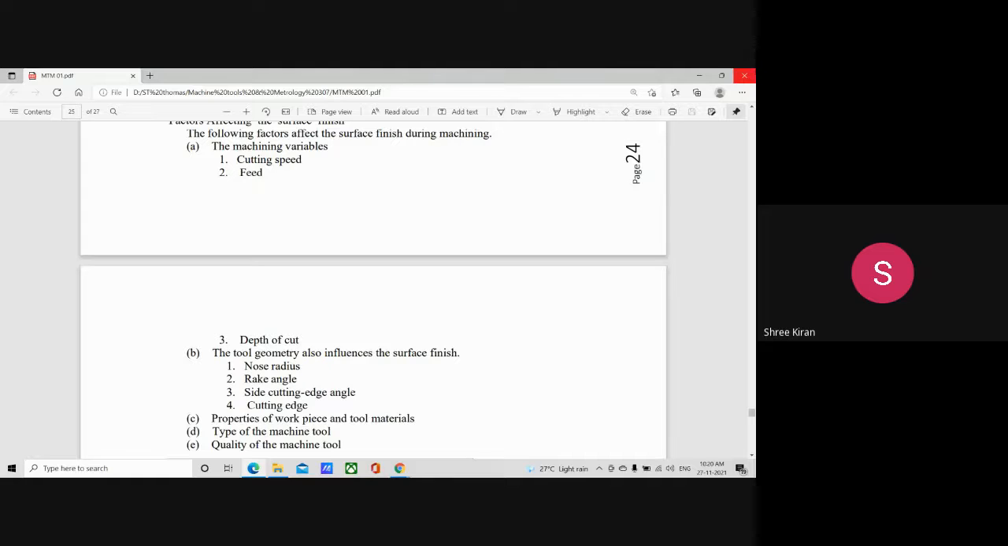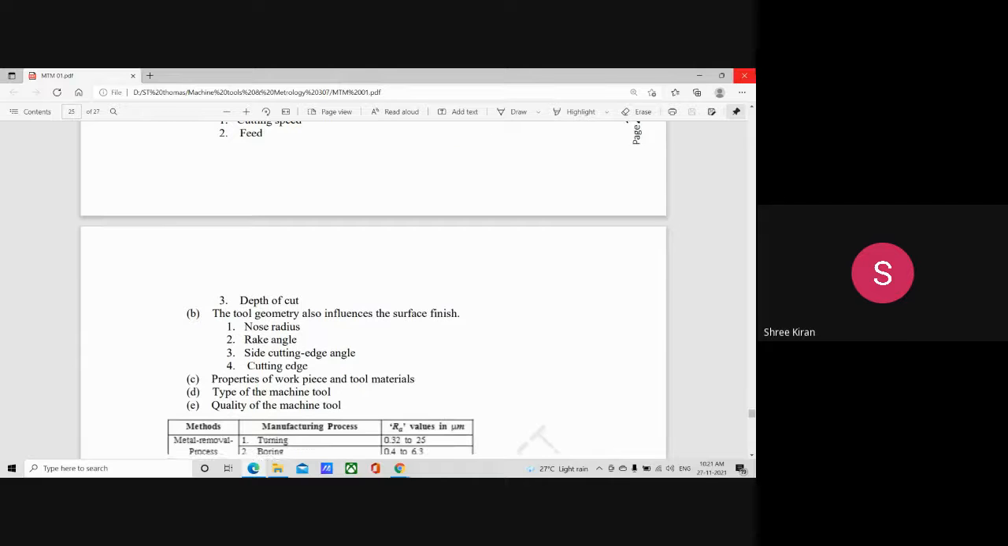Under the machining variables come the cutting speed, feed, and depth of cut. That is the rate of cutting, the amount of feed, and the material removal rate. The tool geometry is the nose radius, rake angle, side cutting angle, cutting edges, the various precise dimensions. Then the properties of the workpiece and tool materials, mainly the heat absorption capacity. The type of machine tool is chosen according to the purpose, and then the quality of the machine tool, its strength and durability, everything comes up.